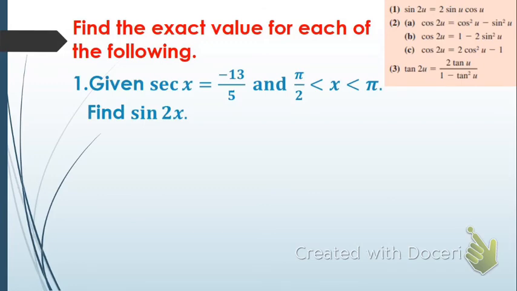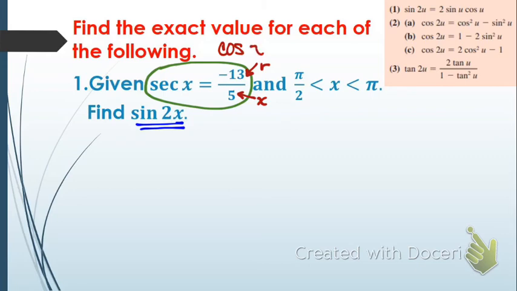I want to find the exact value. What kinds of information do I have to work with? What have they given me? They gave me secant. How can I use secant if I'm trying to find sine of 2x? Yes, secant is r over x. So I know my cosine then for sure, right? Cosine of x would be what? Negative 5 over 13. I can use Pythagorean theorem so that I can find sine.